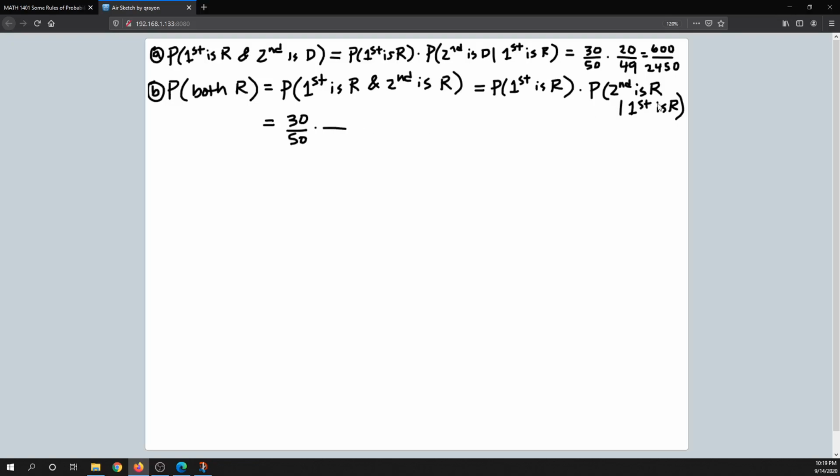All right, and now calculating the conditional probability, we want to calculate the probability that the second governor picked is Republican, given that the first one picked is Republican. We've already picked the first one, so there's 49 governors left. And we're also assuming that the first governor picked is Republican, so there will be 29 Republicans to choose from. And so then that will be 30 times 29, 870, over 2450.